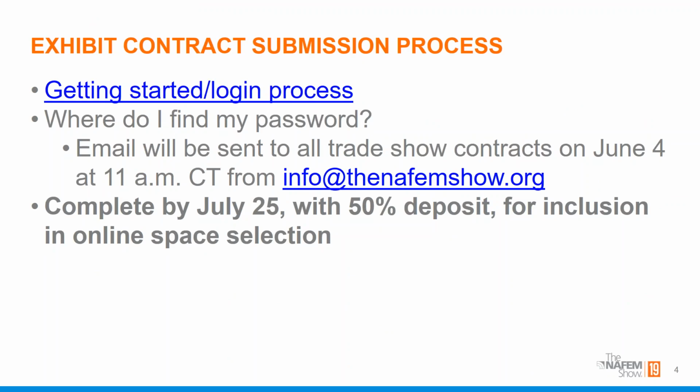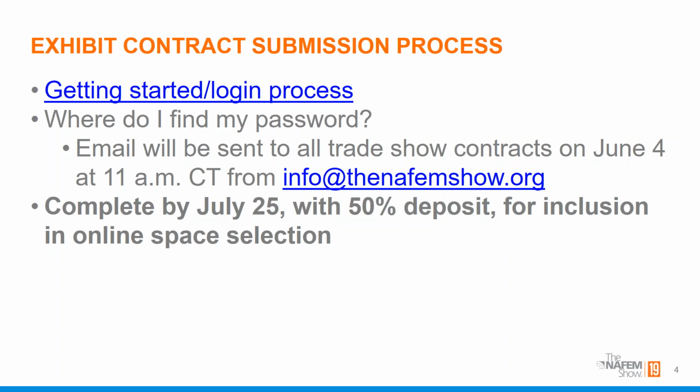Okay. Moving on, let's talk about how to submit your exhibit contract. The first thing you'll want to do is locate the email being sent June 4th at 11 a.m. Central Time to your company's trade show contact. Note that the sender address is info@thenafemshow.org. Please add this to your safe sender list if you have not already. The email provides a link to the contract as well as your company's unique password.